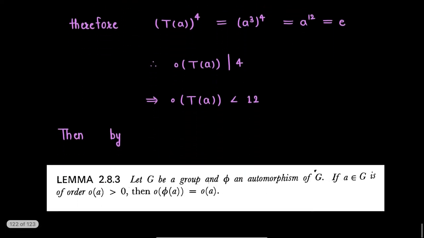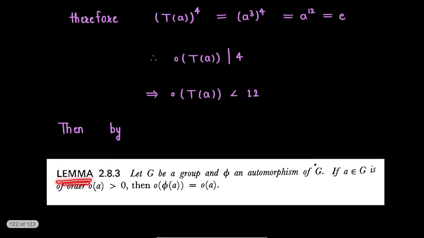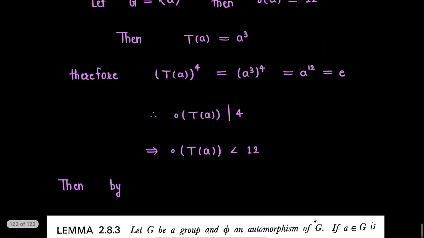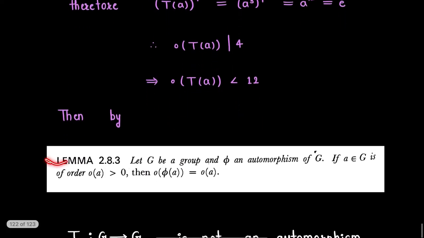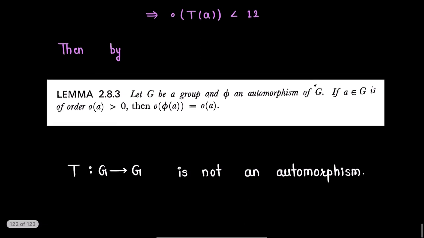Now by this lemma, which says that let G be a group and phi an automorphism of group G, if A is any element of group G, then order of phi of A will be the same as order of A. Now here we can observe that order of A is 12 and order of T of A is strictly less than 12. So by this lemma, we can conclude that map T from group G to group G is not an automorphism.